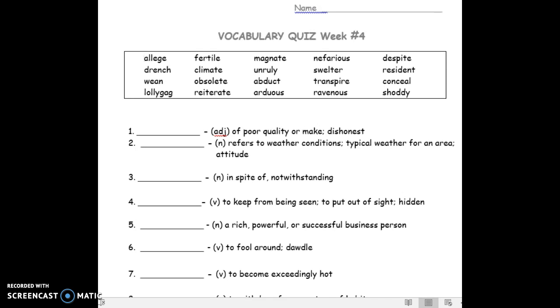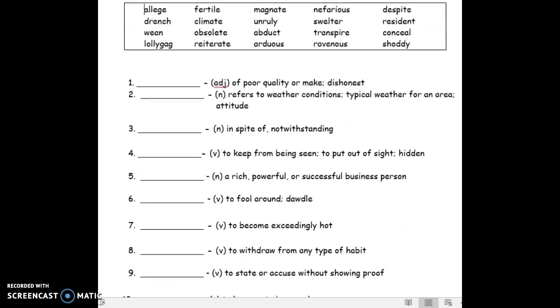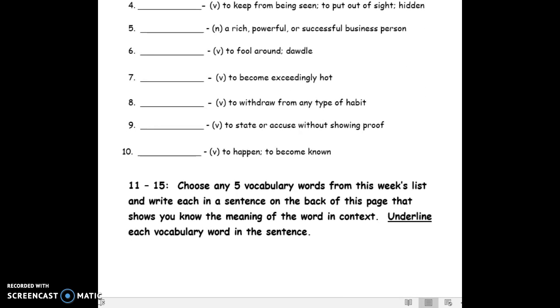Number 7, this word's a verb. It means to become exceedingly hot. Number 8, this word's a verb. It means to withdraw from any type of habit. Usually we talk about, well, no, I guess it doesn't necessarily mean to be a bad habit. Number 9, this is a verb. It means to state or accuse without showing any proof. And number 10, this is a verb. It just means to happen or to become known.